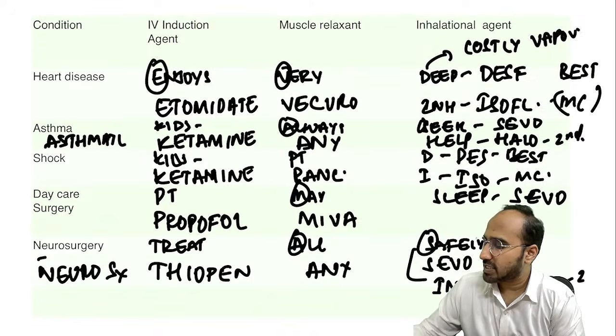The next best agent, the second best agent, is what, guys? Isoflurane. Best agent is sevoflurane.